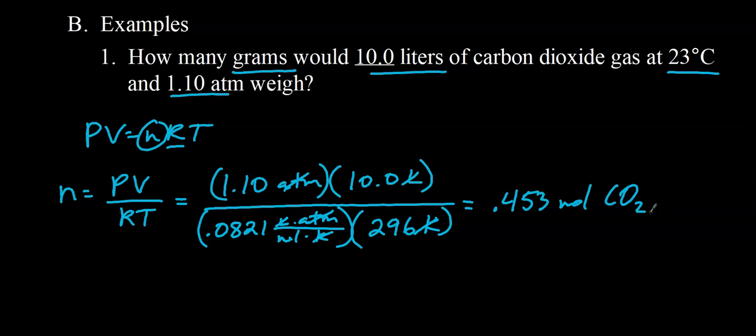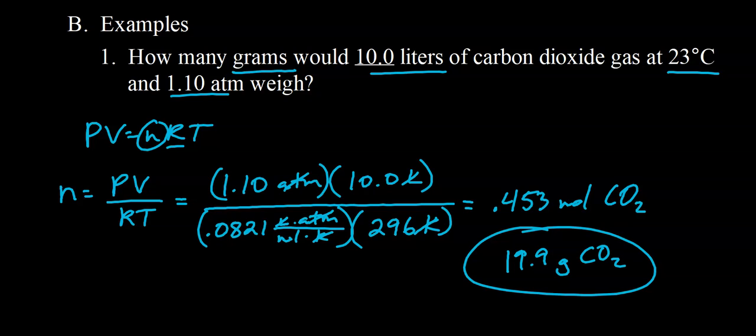Now that we have moles of carbon dioxide, we can use the molar mass to find grams of carbon dioxide. Go ahead and pause the video and get that answer. Even though I didn't show it, I expect you to show the work. So we have 44.0 grams of carbon dioxide over 1 mole carbon dioxide, and multiply that by 0.453 moles of CO2, and we get 19.9 grams of carbon dioxide.